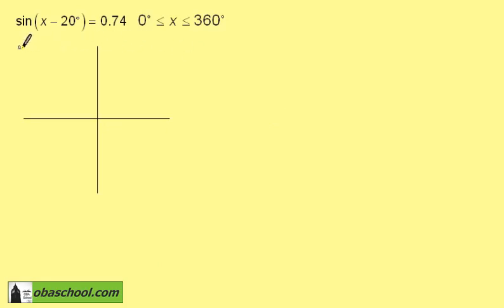We want to solve the equation sine of x minus 20 degrees is equal to 0.74 for values of x in the range 0 to 360. Once again, we'll use the CAST diagram to do this.